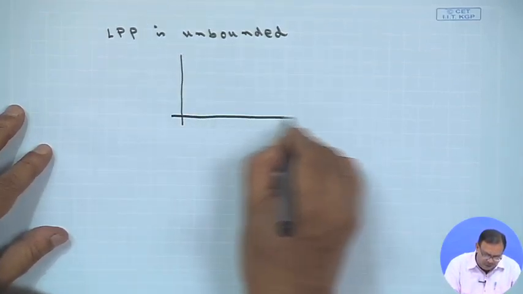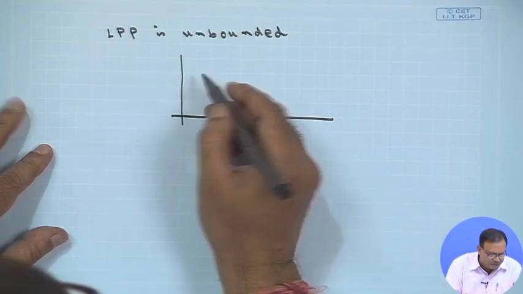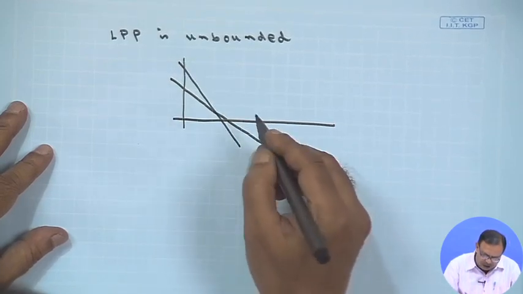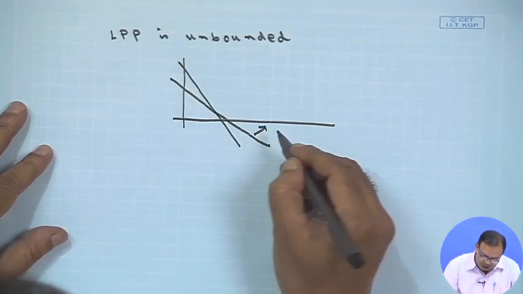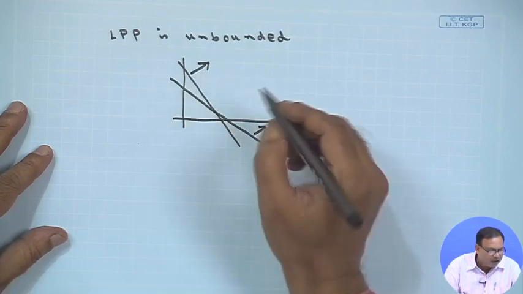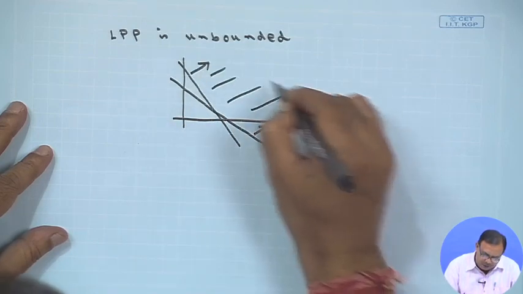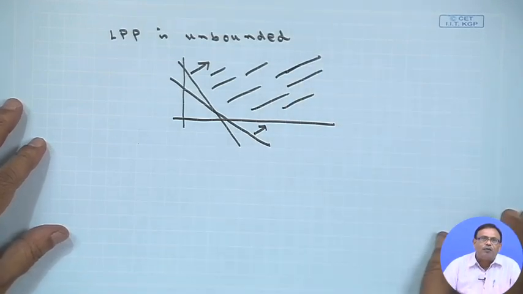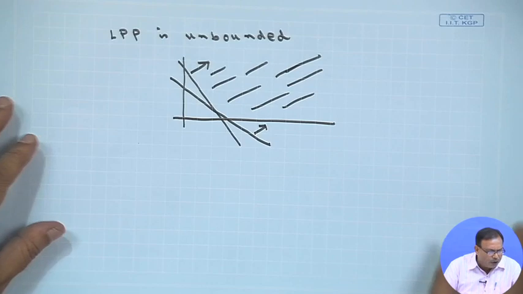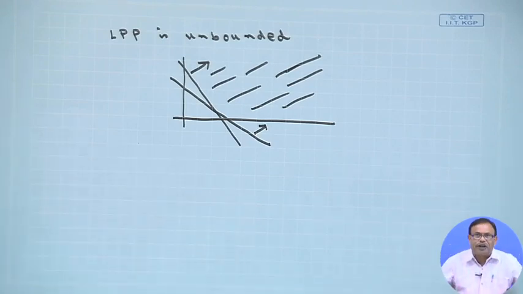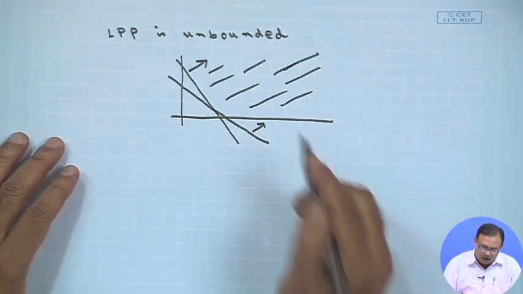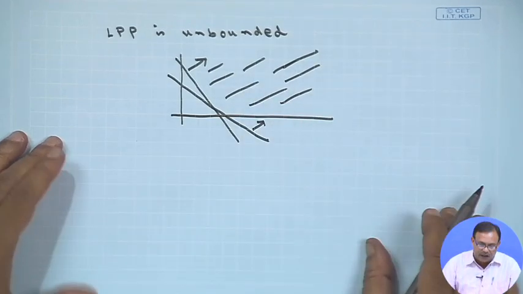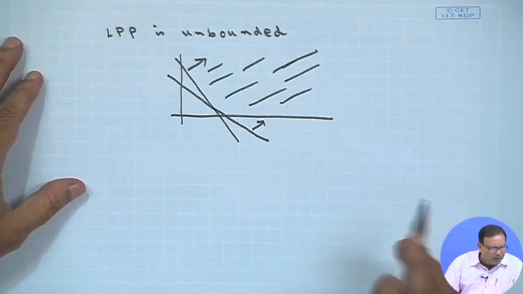That means, if I draw something like this and if I have something like this, for both cases the direction is on the upper side. Therefore, if you draw, the region will be increasing as you increase the values of x1 and x2. So, the feasible region extends indefinitely here, increasing in the same direction, then we say that the LPP is unbounded.